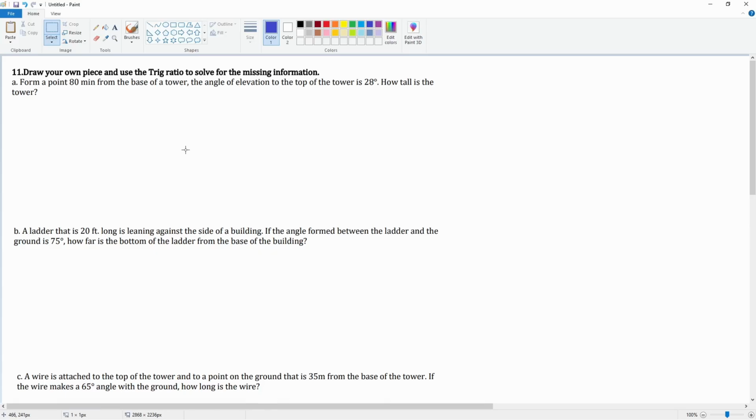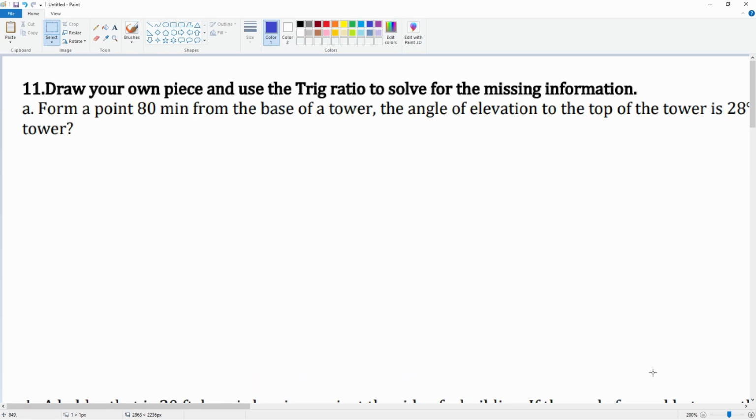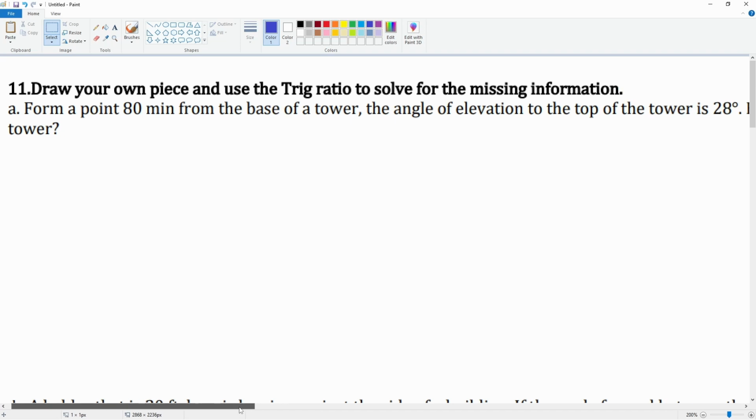Okay, here we have number 11. You're going to draw your own picture and use the trig ratio to solve for the missing information here. All right, so number 11, it says from a point 80 mi. Oh, that's supposed to be miles. So we can just use mi for miles, okay?